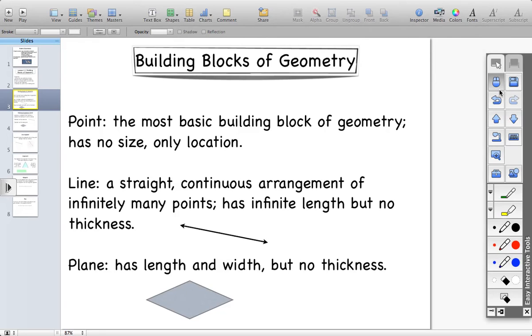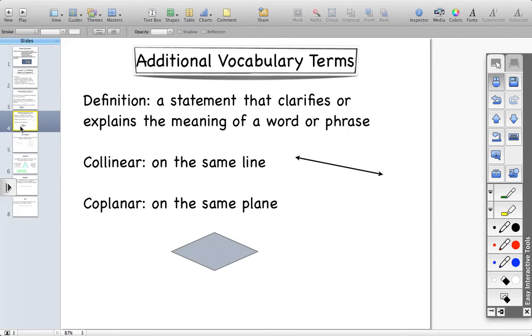Okay, let's take a look at some more definitions. Ironically enough, the next one is definition. It's kind of weird to define the word definition with a definition. But basically, a definition is a statement that is going to explain the meaning of a word or a phrase. It's going to clarify for us what exactly we're trying to say and describe what the word or the phrase or the figure is.